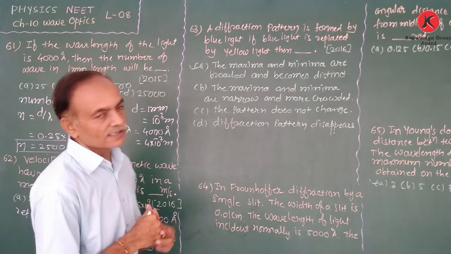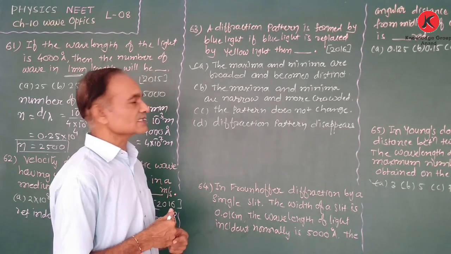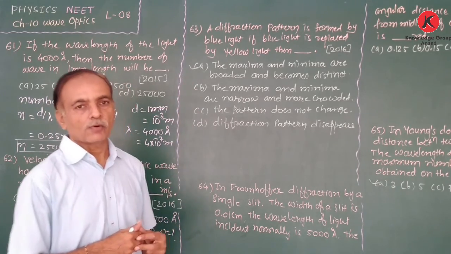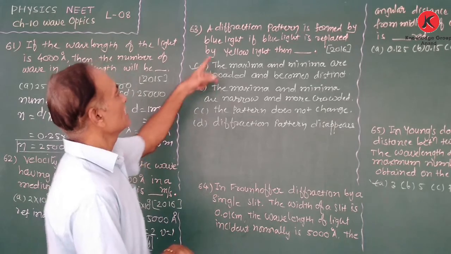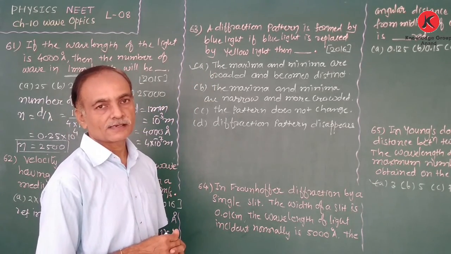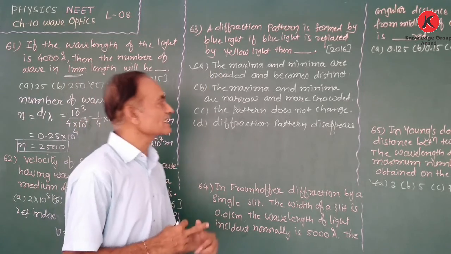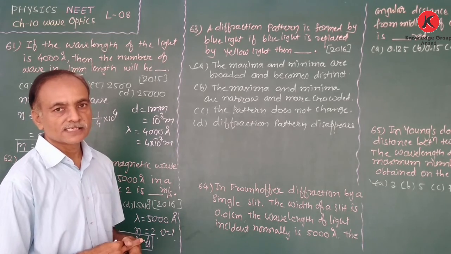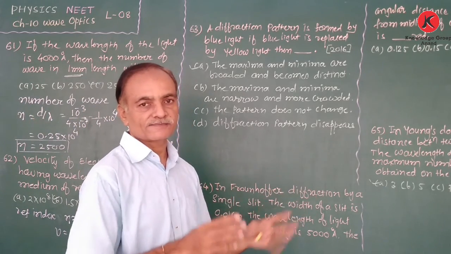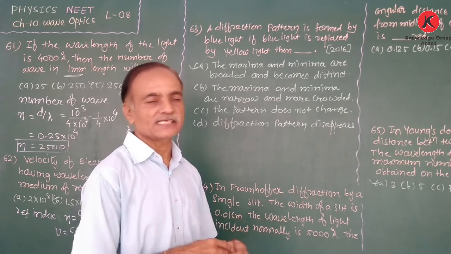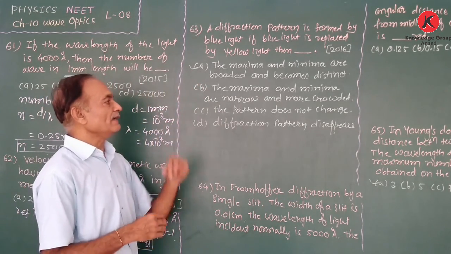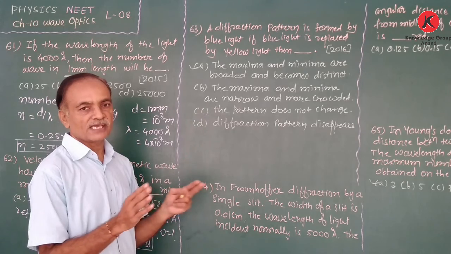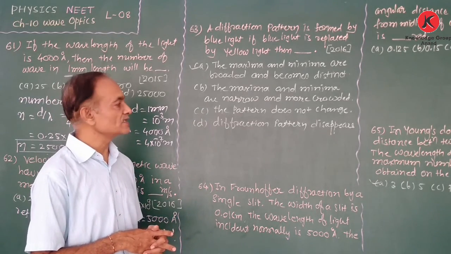Now in 2016, a theory-based question was asked: a diffraction pattern is formed by blue light. Now, if the blue light is replaced by yellow light, what happens in the result? The first option is that the maxima and minima are broadened and become distinct. That means the maxima and minima become wider and also separated from each other. Next is that the maxima and minima are narrow and more crowded. Maxima and minima become very small and also very close to each other.